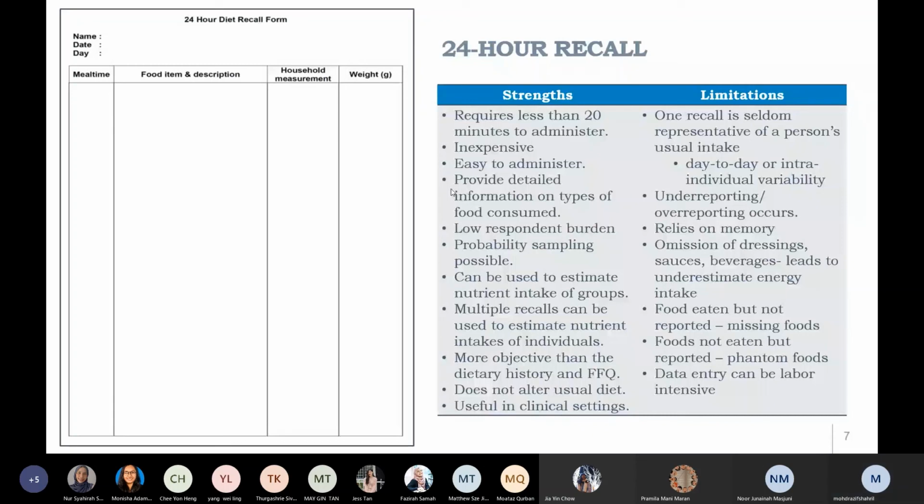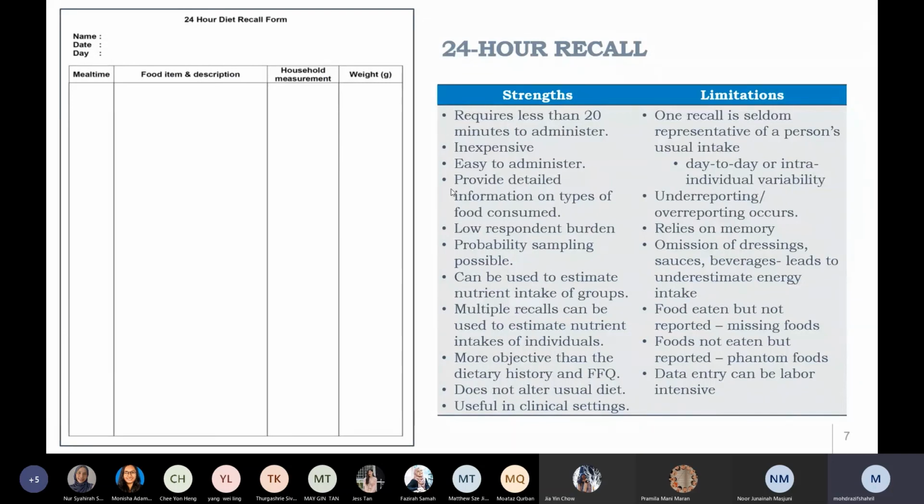And this method is more objective than dietary history and food frequency questionnaire method, and does not alter the usual diet of the participant, because they are not aware when we are going to interview them, okay? And it's very useful in clinical settings. But there is some limitation, because one recall is seldom representative of a person's usual intake. This I've explained just now.